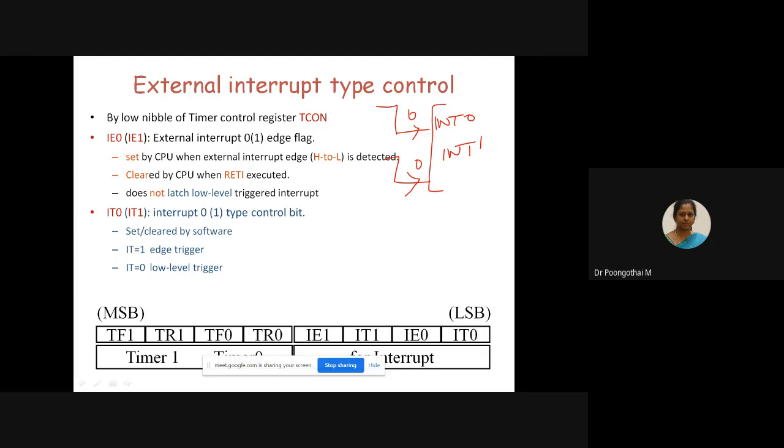So by default, it is in logic 1. When the signal is detected at the level, it will recognize the interrupt signal. So this is the diagram for level triggered signal.